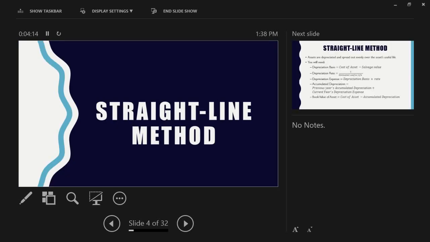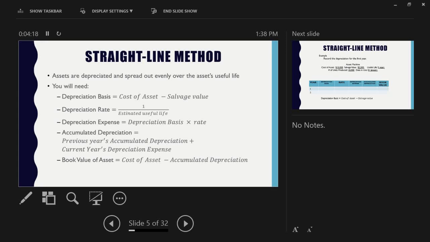All right, so let's go ahead and dive right into straight line. Again, the whole purpose of doing depreciation based on the straight line method is that you're spreading the cost evenly over the entire life of the asset. You will be seeing similar, but not the same, formulas as you have seen before. Number one is going to be the depreciation basis.